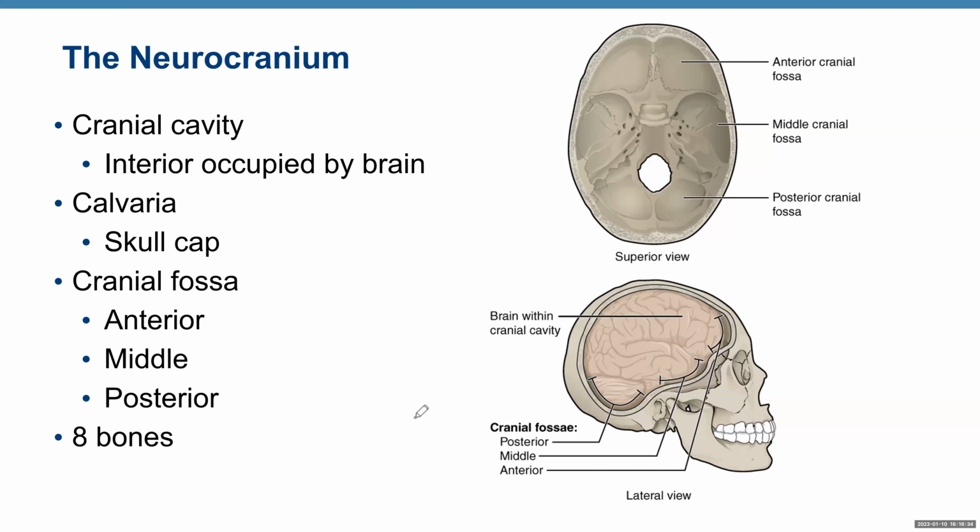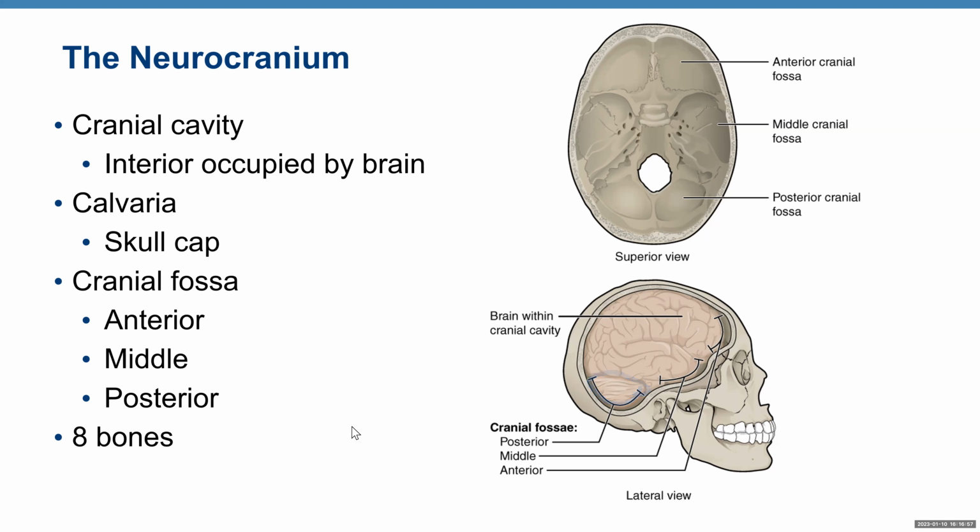In the anterior fossa, you will find the frontal lobe of the brain. In the middle cranial fossa, you will find the temporal lobe of the brain. And in the posterior, there is a part of the brain that's called the cerebellum.